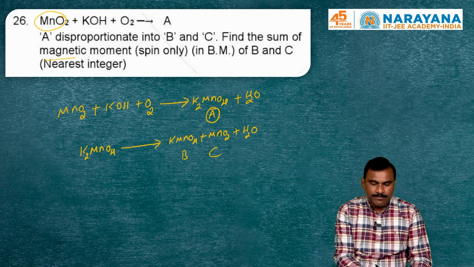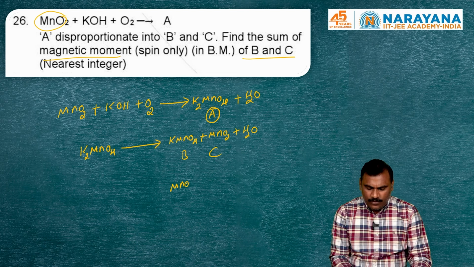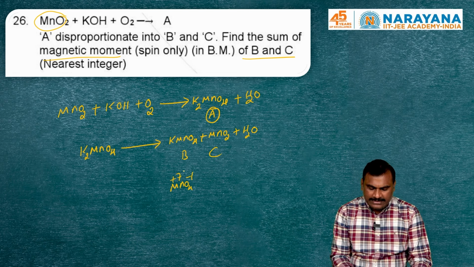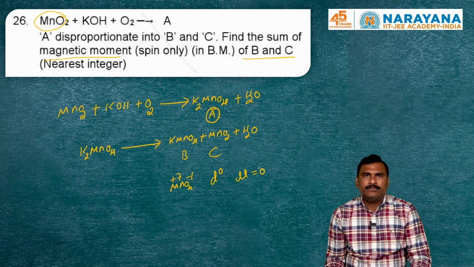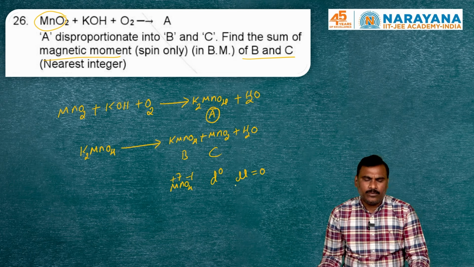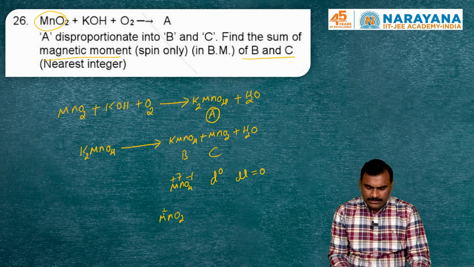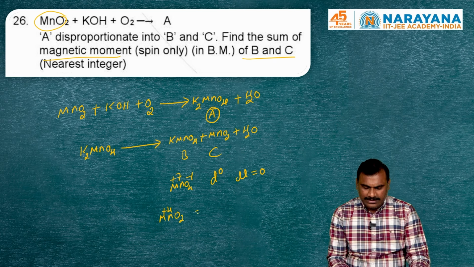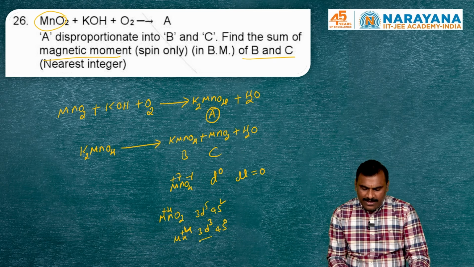Okay, find the sum of magnetic moment of B and C. Here B is MnO4 minus, that is manganese plus 7, that is d0, so the magnetic moment is 0 because there are no unpaired electrons. In MnO2, the charge of manganese is plus 4. Mn is 3d5 4s2, it becomes 3d3 4s0 because of Mn plus 4. So the number of unpaired electrons is 3.